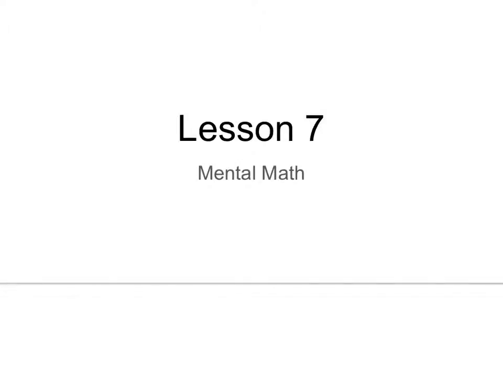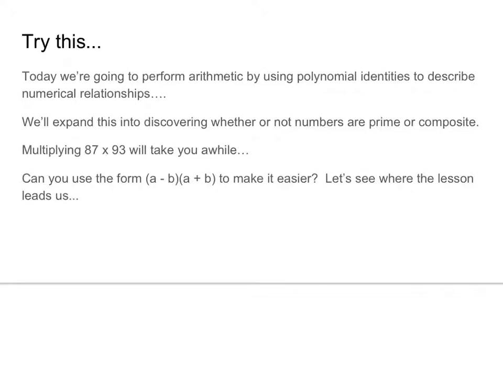Okay, we're working on lesson 7, which is all about mental math. We're going to learn to perform arithmetic by using polynomial identities to describe numerical relationships. First thing I just want to talk about: we're going to perform arithmetic using polynomials. We're going to expand this into discovering whether or not numbers are prime or composite, which is actually tomorrow's lesson.